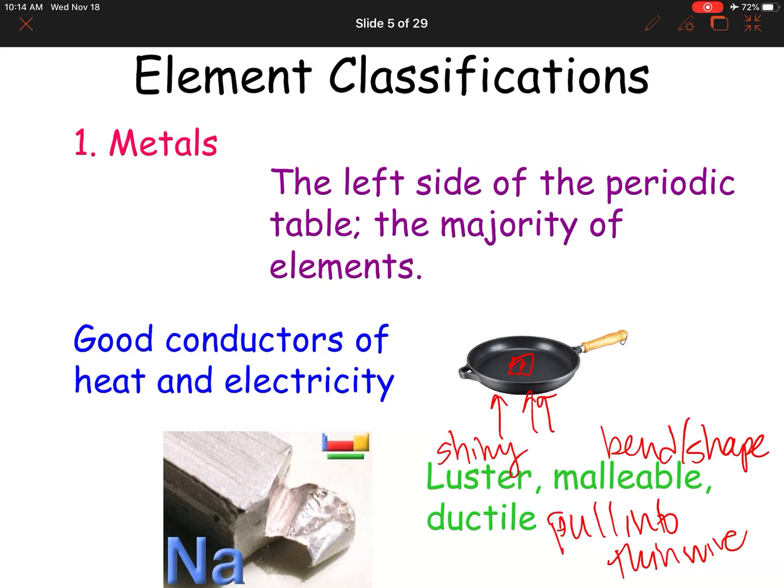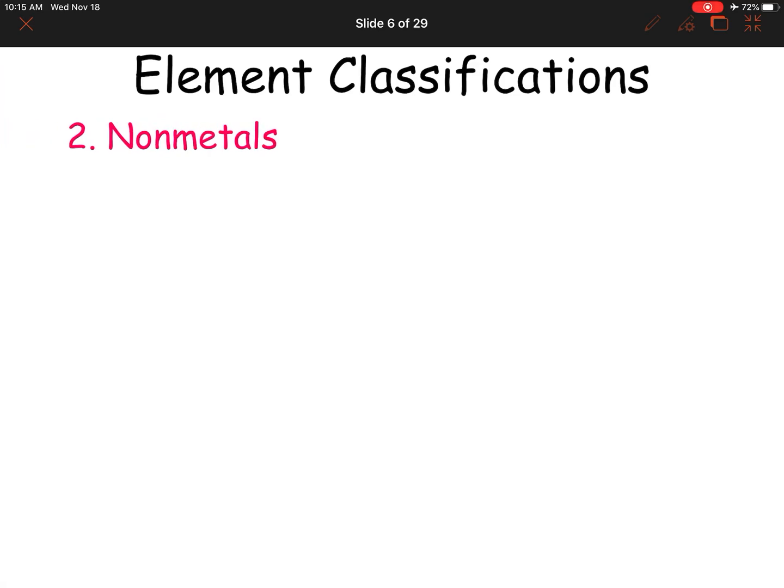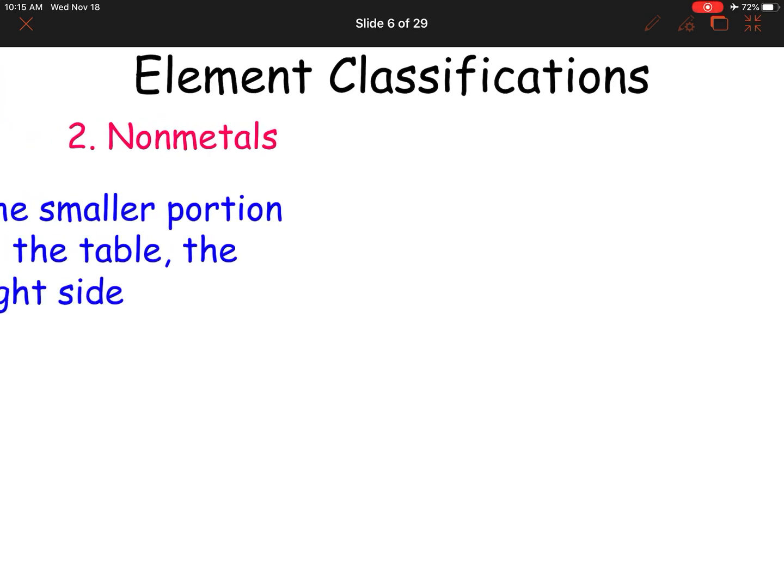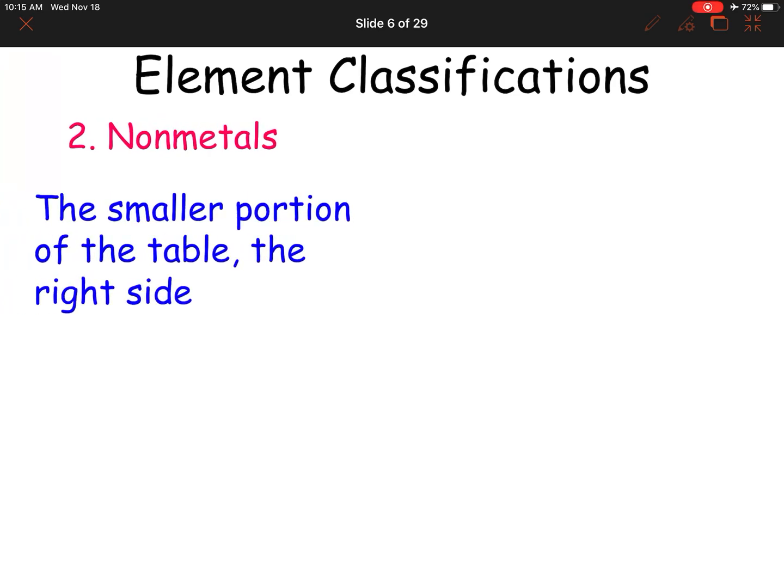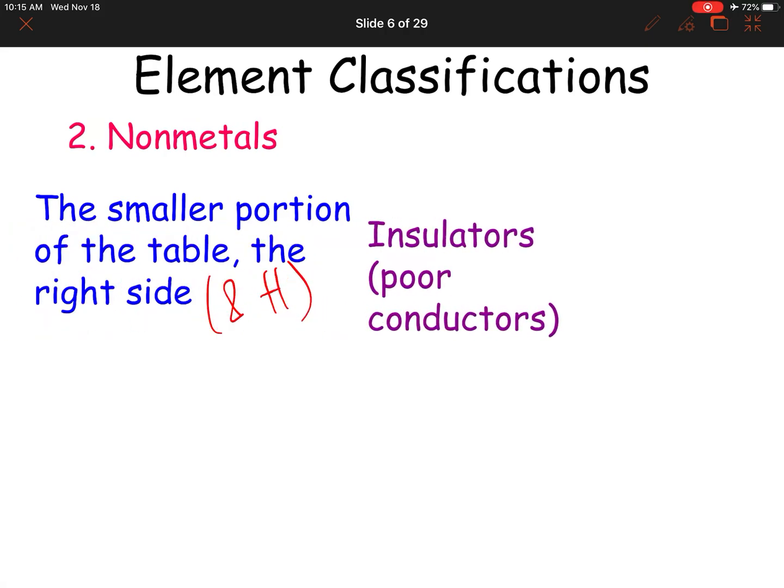Be careful, hydrogen is not. Hydrogen is what we call a nonmetal. So they are the smaller portion of the right side of the table, including hydrogen. We'll talk about why hydrogen is living over on the left a little bit later. These are the opposite of metals, so instead of conducting, they are insulating. They're holding heat and electricity in. They are poor conductors. A lot of these elements are not solids. They are liquids and gases.